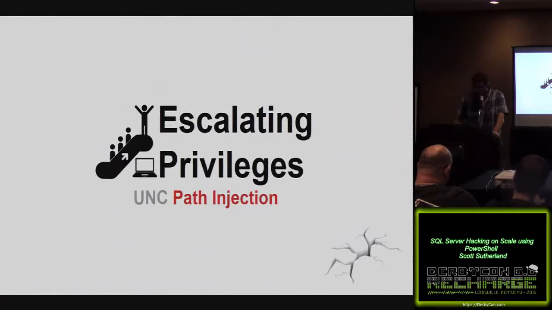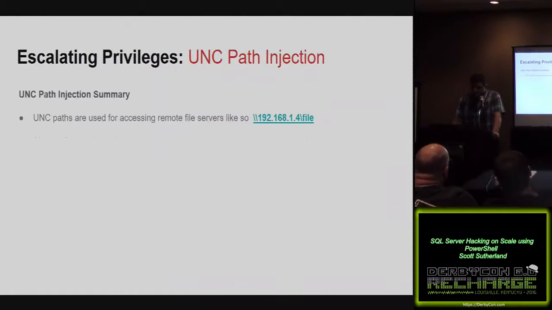Now, this one's my favorite. This is another privilege escalation method. A lot of you guys are familiar. Who's not familiar with UNC paths? Awesome. That makes this easy. All right. So UNC paths, you know what they do.